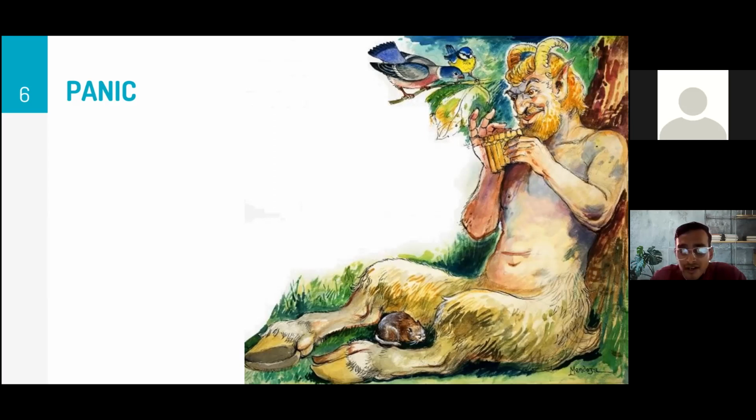So this is the Greek god Pan, from where the word panic comes from. It is a Greek god, and the god was used to frighten humans and animals out of the blue. So that's how panic disorders came to be called panic.